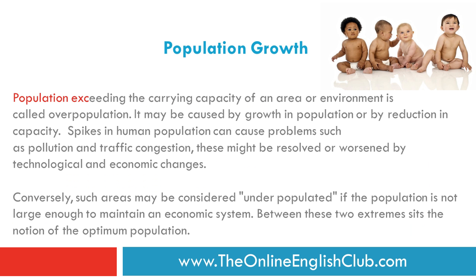Population exceeding the carrying capacity of an area or environment is called overpopulation. It may be caused by growth in population or by reduction in capacity. Spikes in human population can cause problems such as pollution and traffic congestion. These might be resolved or worsened by technological and economic changes. Conversely, such areas may be considered underpopulated if the population is not large enough to maintain an economic system. Between these two extremes sits the notion of the optimum population.